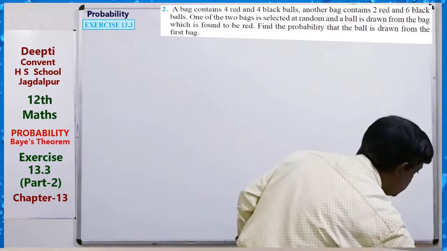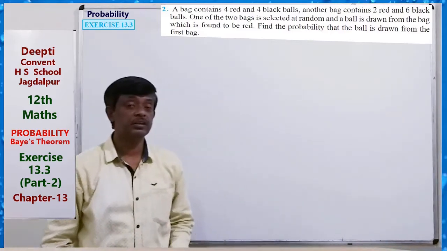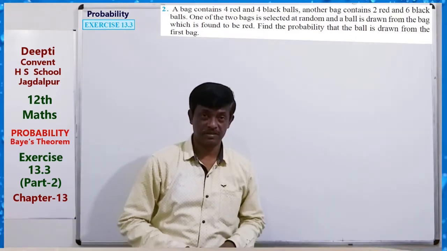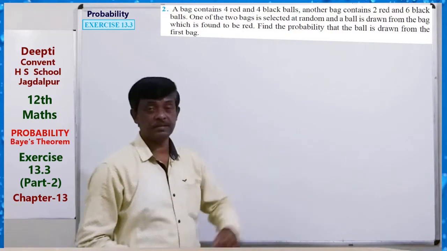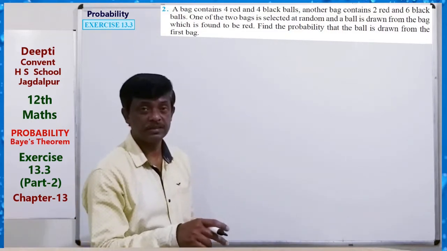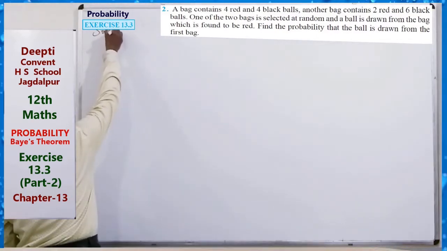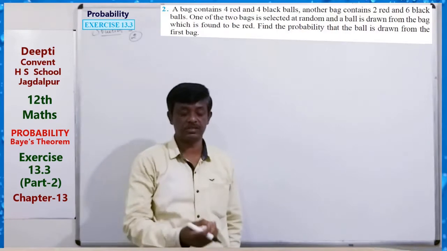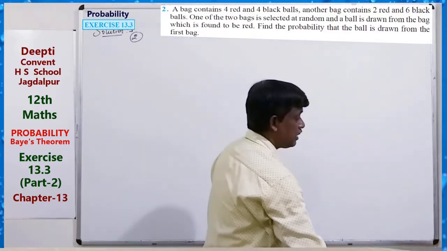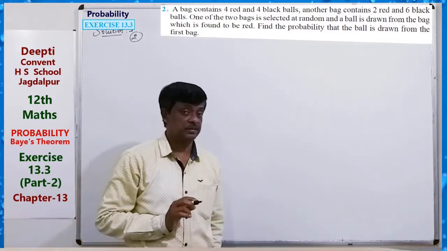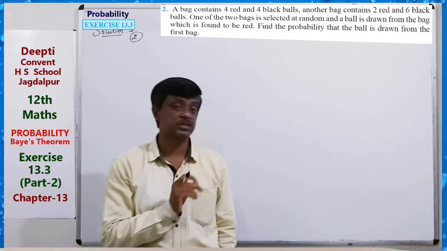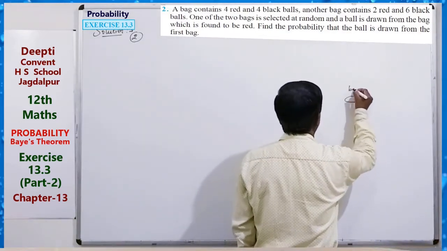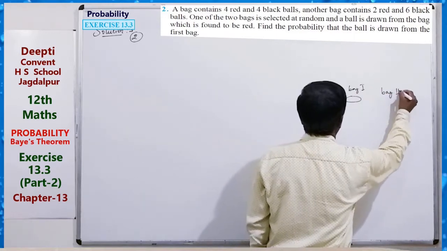For solving these questions we have to use Bayes theorem. For Bayes theorem we know that E1, E2, E3, ..., En are events which constitute a partition. Here just two events are there because two bags are there. We have to make two events: selecting the first bag and selecting the second bag. The main thing is to understand what is given in the question. In this question we have to find a reverse probability. For that, first bag, second bag: bag 1, bag 2.